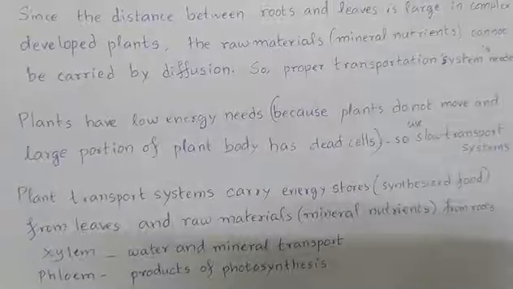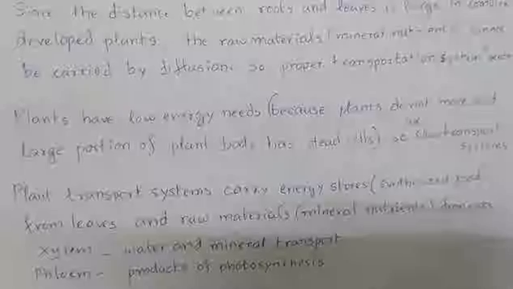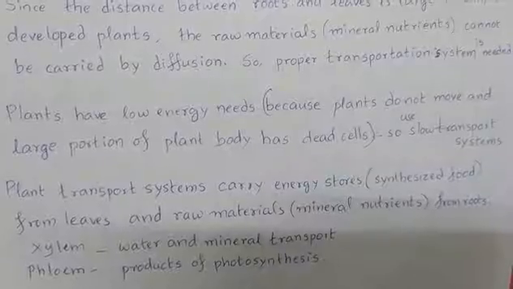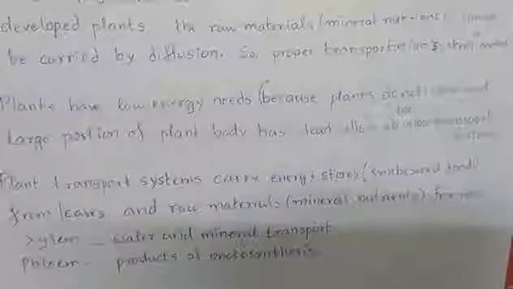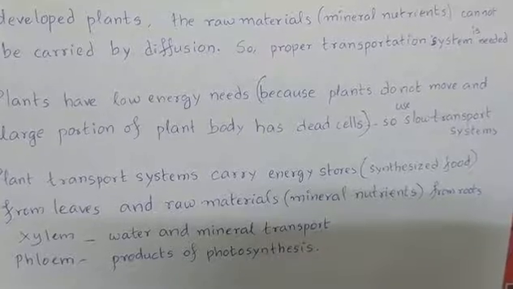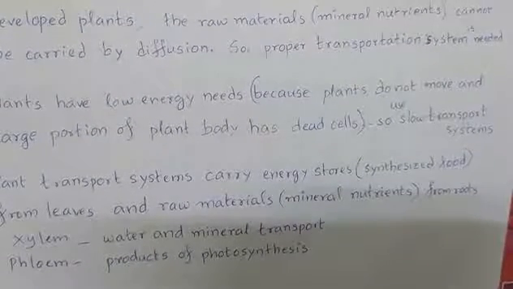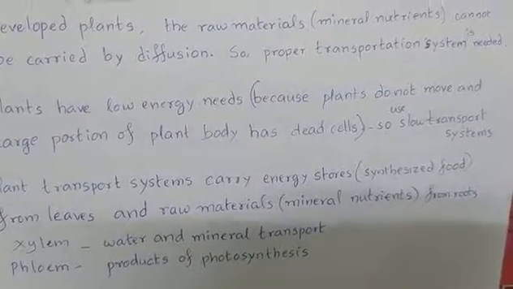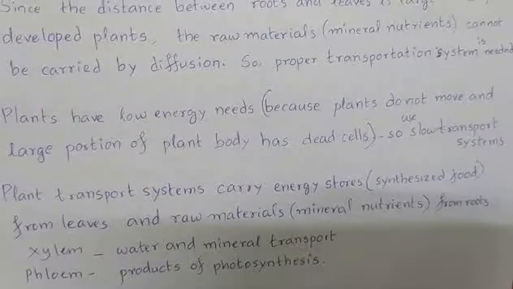Plants have low energy needs because plants do not move anywhere, they are stationary, and a large portion of the plant body has dead cells, which you have learned in class 9th itself. Since plants do not move and a large portion of the plant body has dead cells, plants have very low energy needs. As plants have low energy needs, they use only slow transportation systems. If they had more energy needs, they would need faster transportation systems.